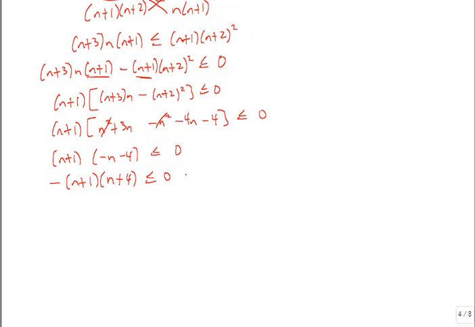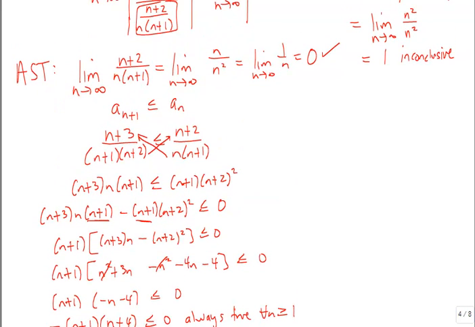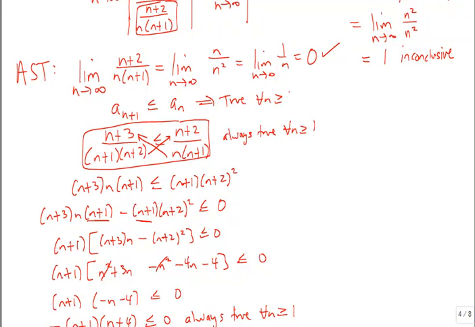So this inequality is always true. This left side will always be negative for all n greater than or equal to 1, since this will be positive and this will be positive, but the negative out front stays there. So this is always true, which means that this original inequality that we started with is always true for all n greater than or equal to 1. So what we've shown then is that this is true right here for all n greater than or equal to 1.